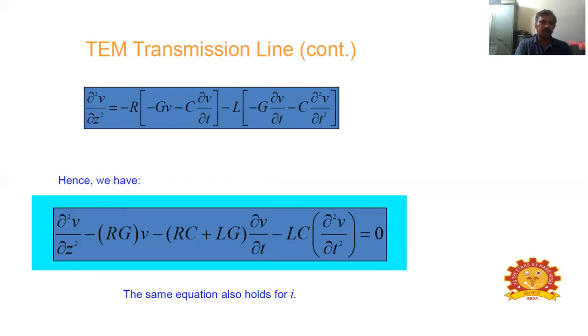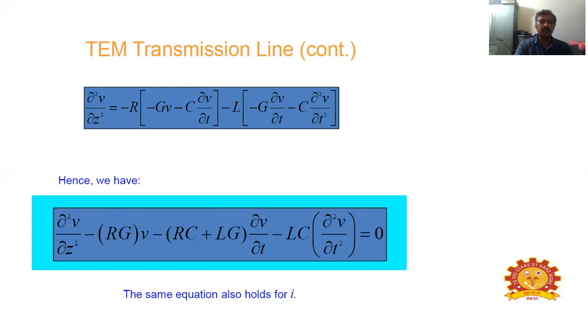∂²V/∂z² minus RG times V minus (RC plus LG) times ∂V/∂t minus LC times ∂²V/∂t² is equal to 0. So this is after equating the equation to 0. This equation looks more or less like a second order differential equation.